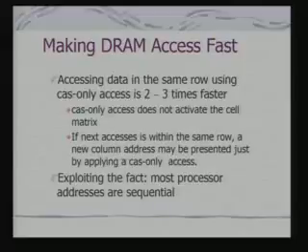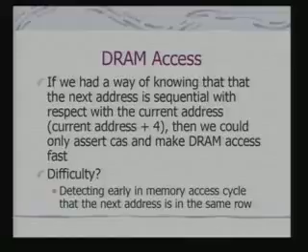If I am not really executing a branch, I shall be accessing addresses in a sequential fashion. If I am accessing addresses sequentially, then I can have a much faster access from DRAM. And particularly if I have my DRAM for storing data, and I am accessing data blocks like an array in a disciplined fashion, then I shall be accessing them sequentially. So if we had a way of knowing that the next address is sequential with respect to the current address, then we would only assert CAS and make DRAM access fast.